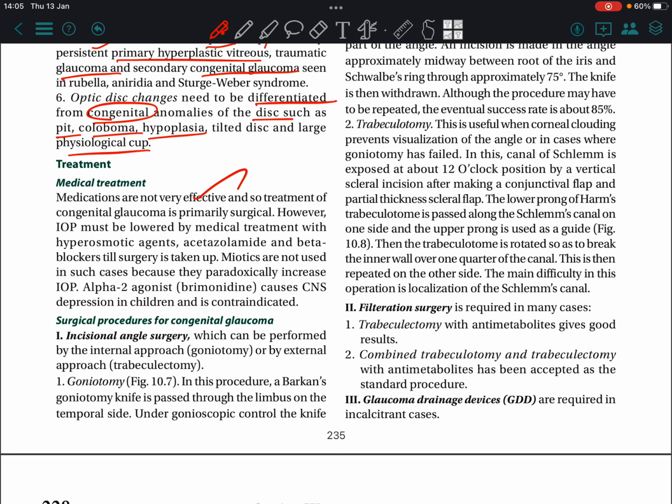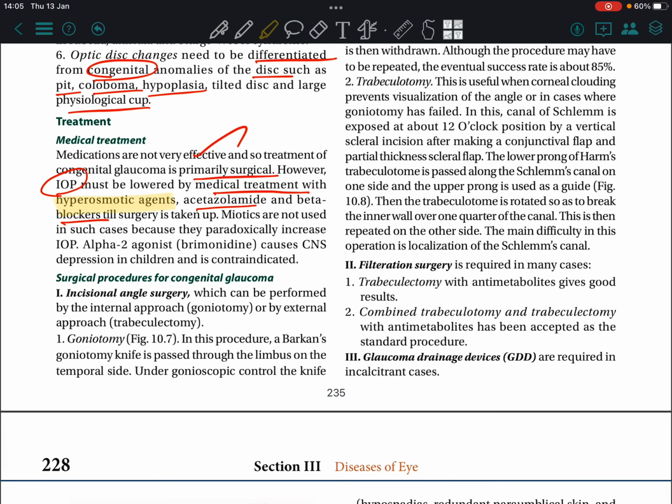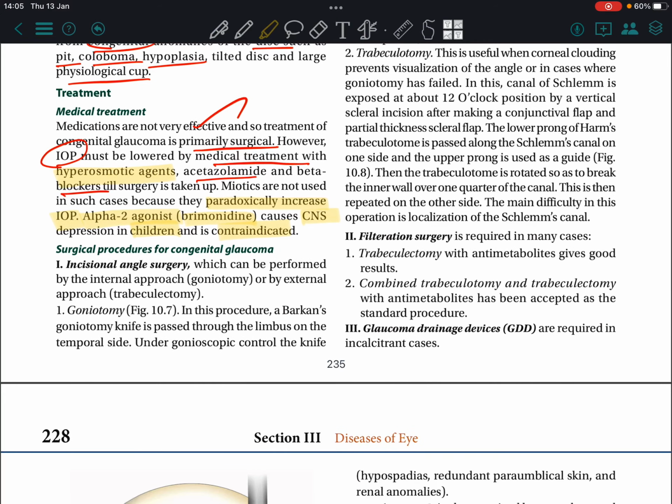Treatment, medical treatment. Medications are not very effective, so treatment of congenital glaucoma is primarily surgical. However, IOP must be lowered by medical treatment with hyperosmotic agents, acetazolamide, and beta blockers. Still, surgery is taken up. Miotics are not used in such cases because of paradoxically increased IOP. Alpha 2 agonist brimonidine causes CNS depression in children and is contraindicated.